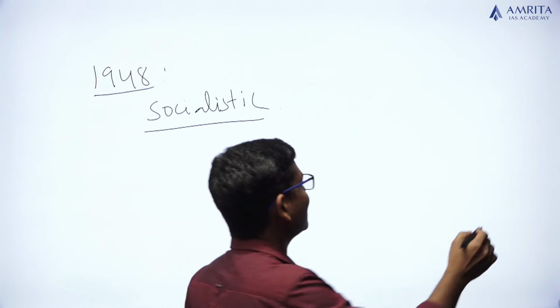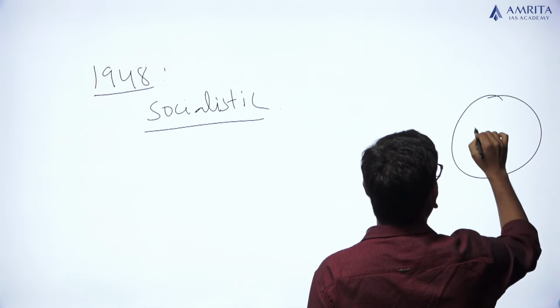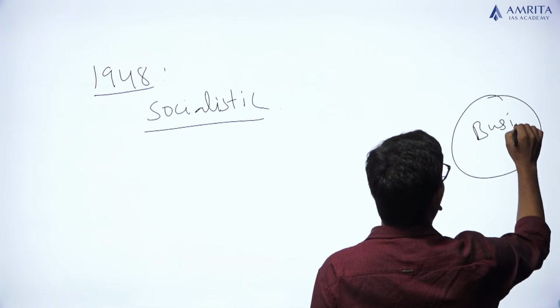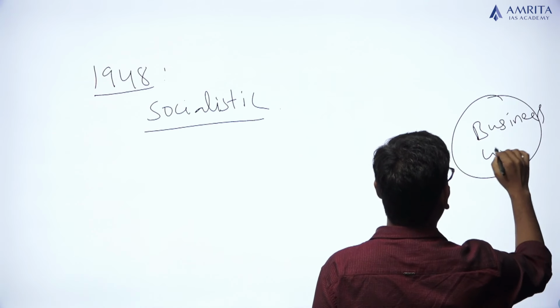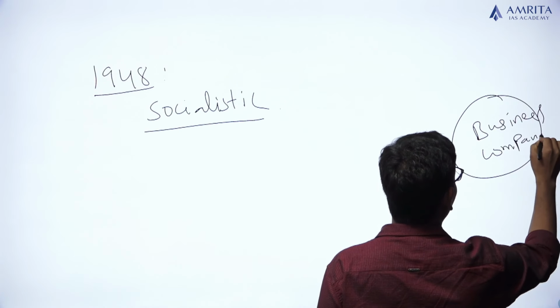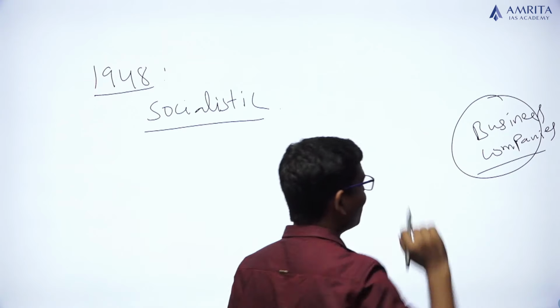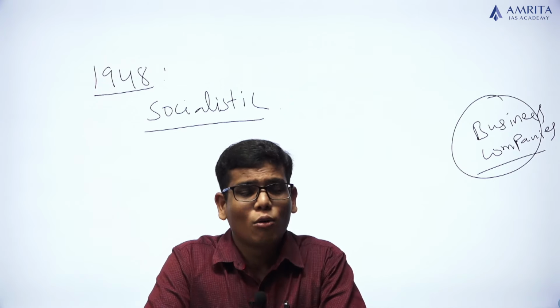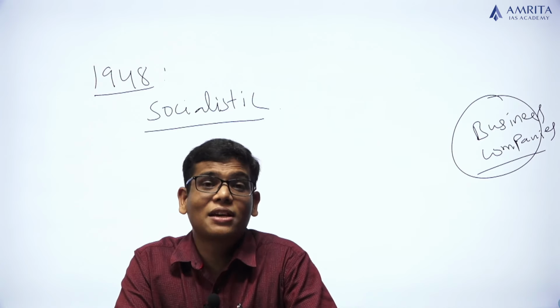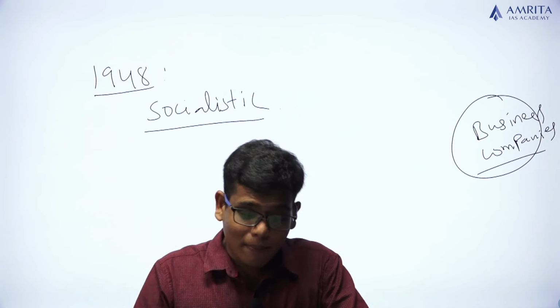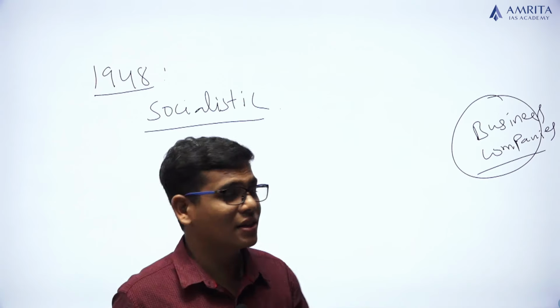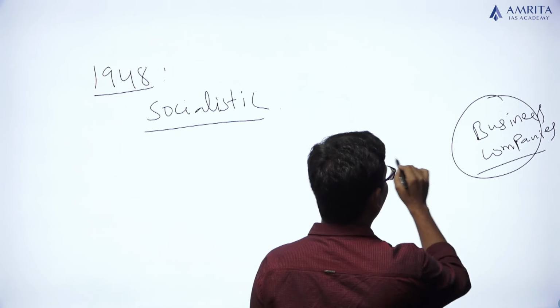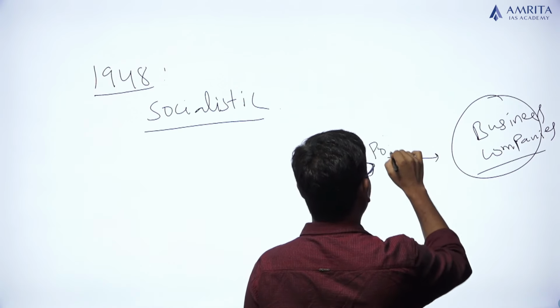Socialistic model in the sense, the government has to start the businesses, the government has to start the companies. So the government started the companies. Once the government started the companies, then what is the problem? The problem is this. If government starts companies, it involves politics.